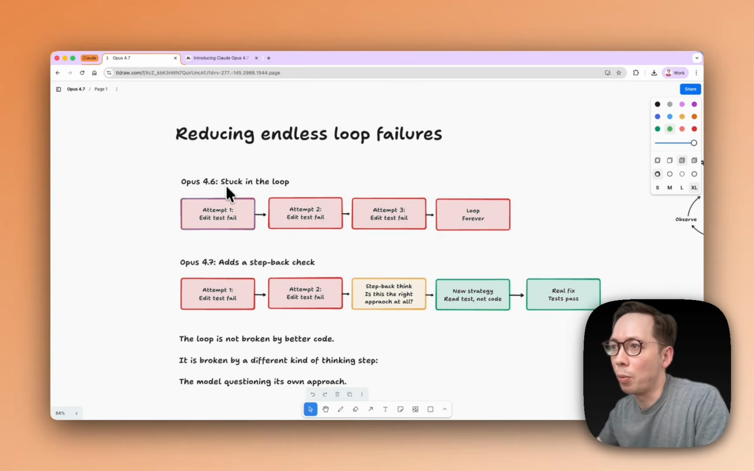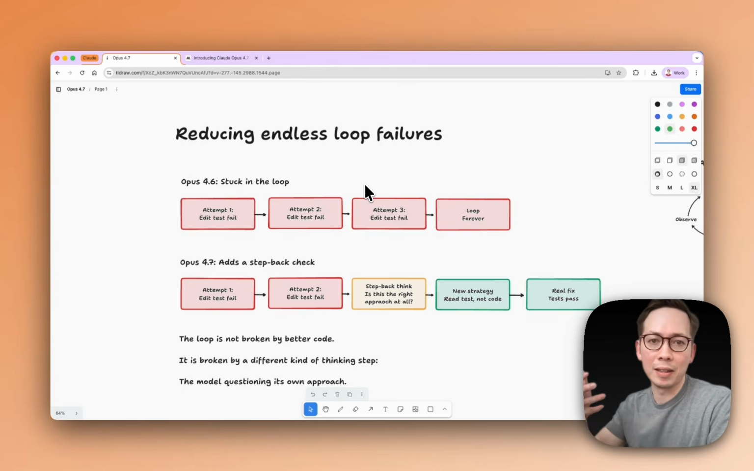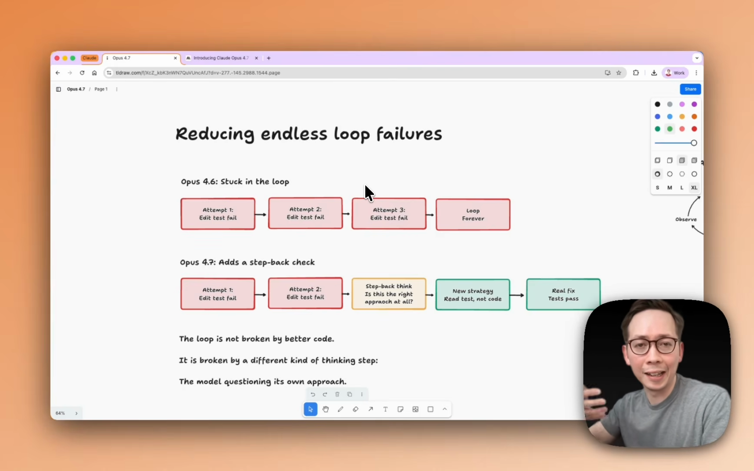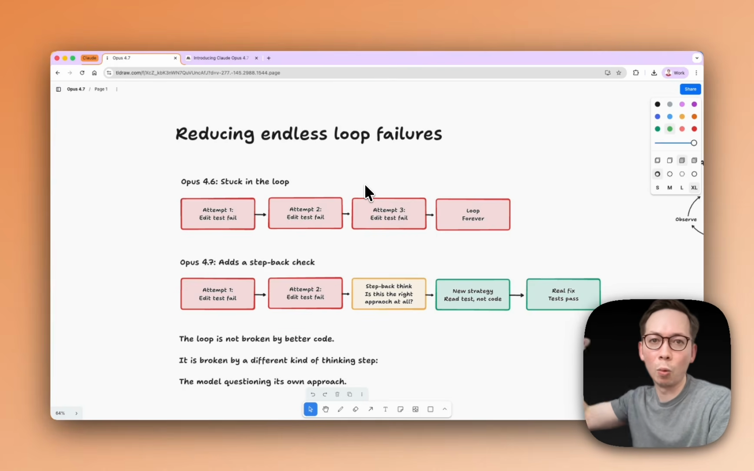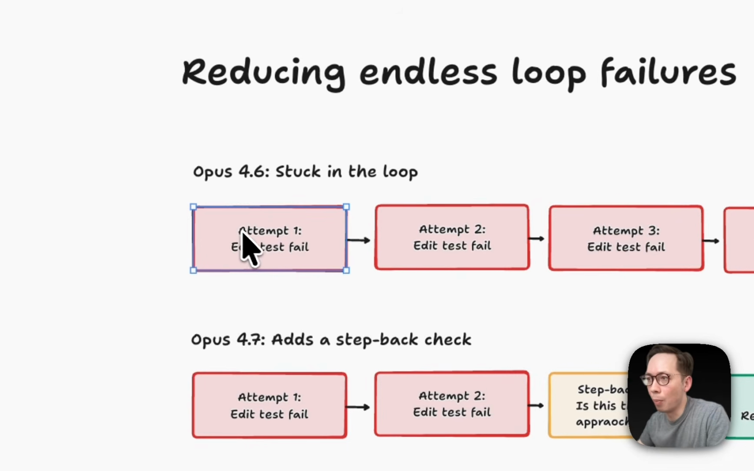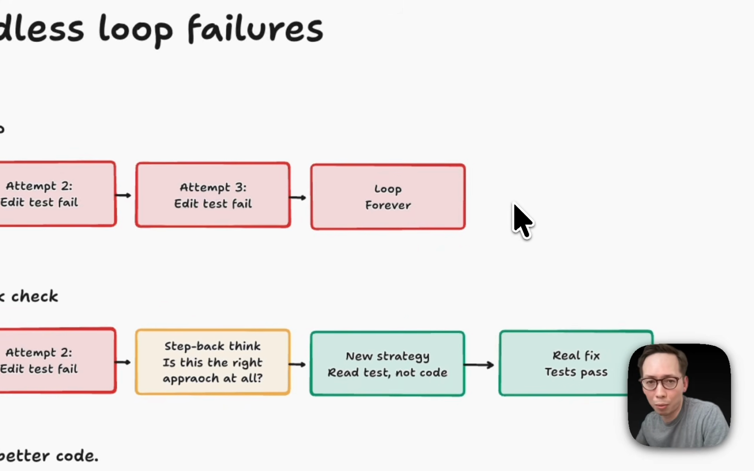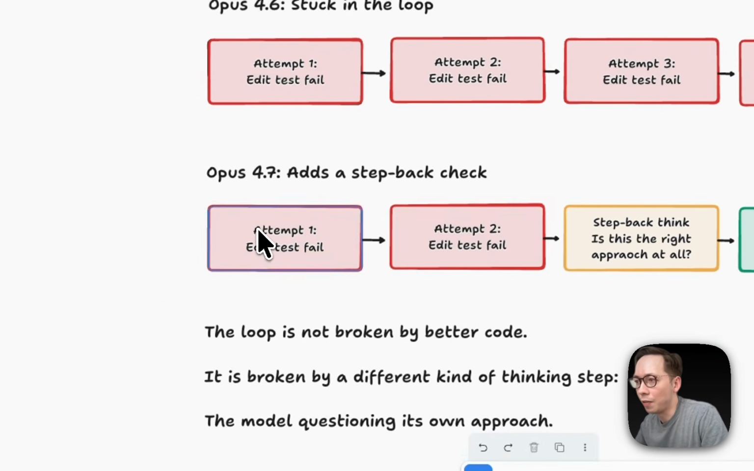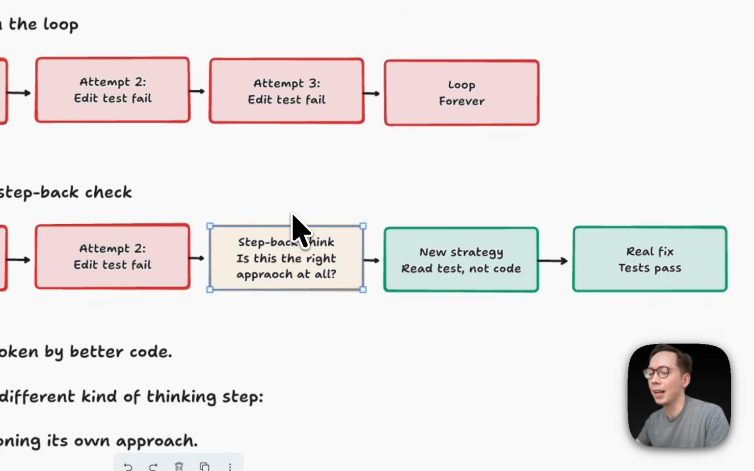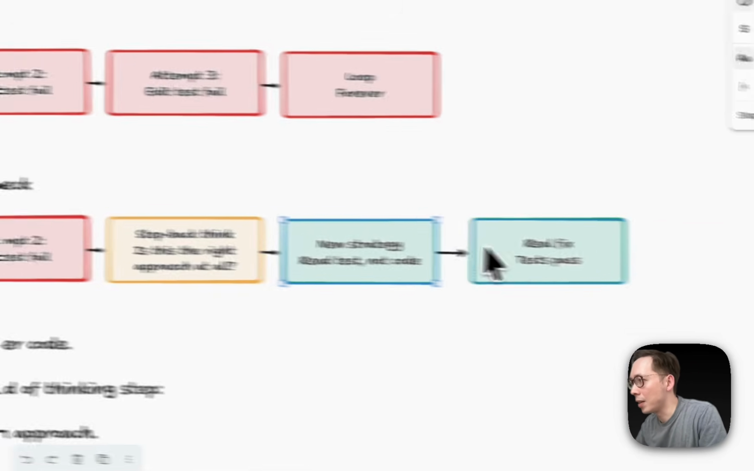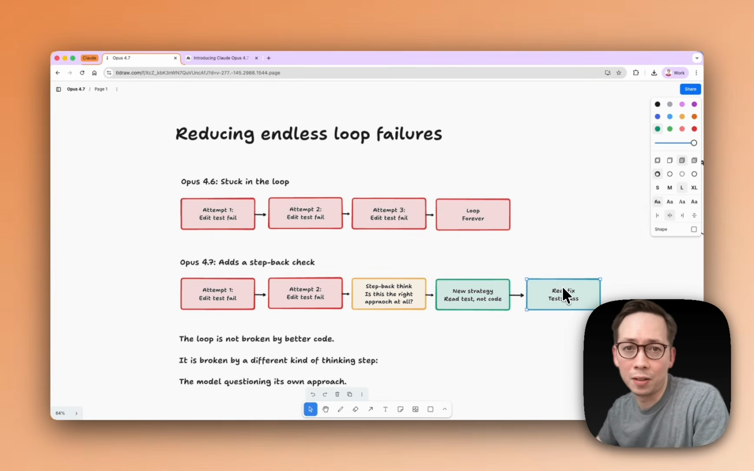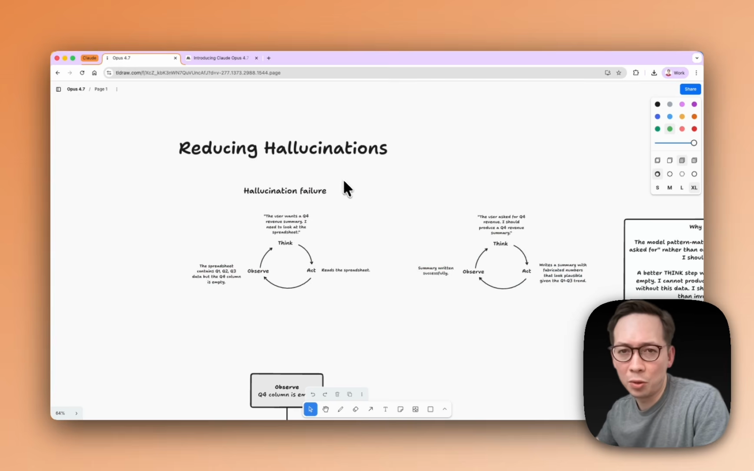So before, with 4.6, when it's trying to complete the task, it's going to fail, but it's going to keep trying the same thing again and again, without really zooming out and seeing what it needs to do better, right? So you can see this example: edit test fail 1, edit test fail 2, edit test fail 3, loops forever, and it's stuck in this endless loop of trying to fix the problem. Whereas with 4.7, it's going to fail twice. It's then going to step back and think, is this the right approach? And then it's going to think of a new strategy, do a real fix, and the test is going to pass correctly.